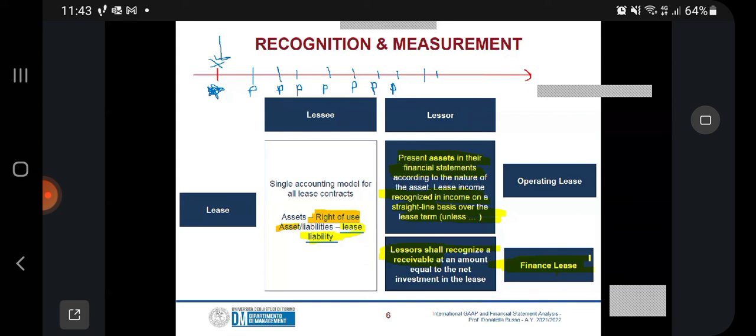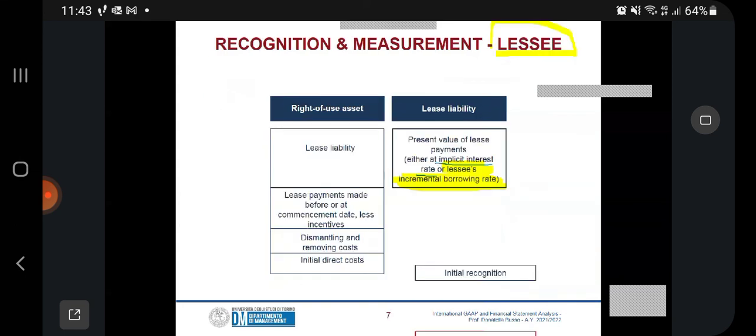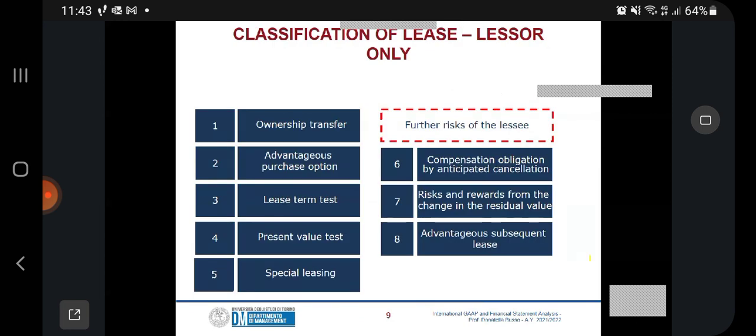The problem, as you can imagine, is the distinction. Because this definition is a very high-level definition: risks and rewards are transferred to the lessee. Good. But in practice, when I have a contract and I have to decide if it is an operating or finance lease, it is not so easy. For these reasons, there are some indications in the book.